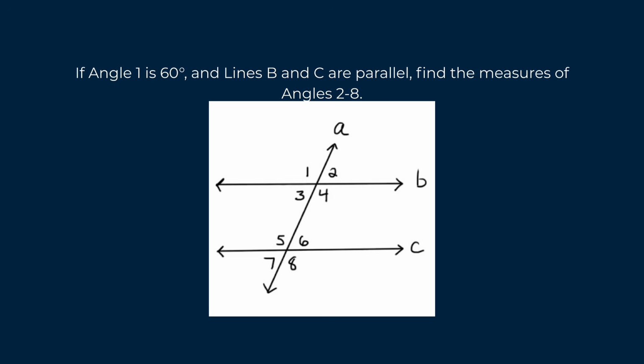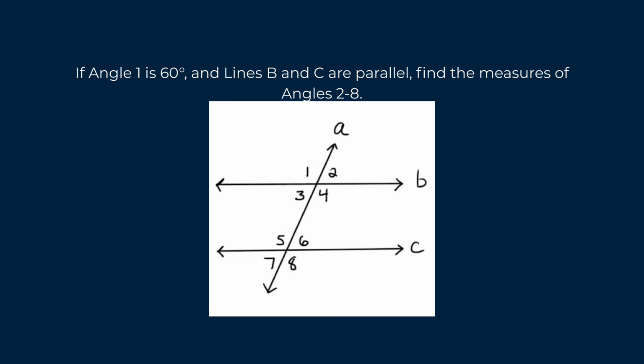If angle 1 is 60 degrees and lines B and C are parallel, then find the measures of angles 2 through 8. So I'm just giving an arbitrary measure to angle 1 here. But please note that since angle 1 is 60 degrees, then any angles from 2 to 8 that are 60 degrees will be congruent to angle 1 because they have the same measures, they have the same size, and are therefore congruent.